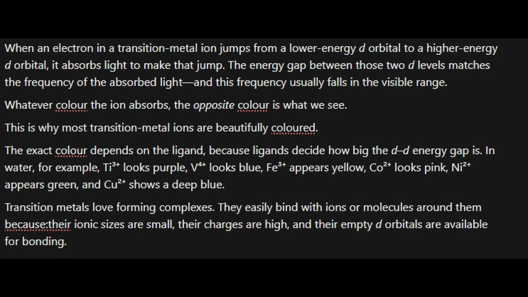When an electron in a transition metal ion jumps from a lower energy d orbital to a higher energy d orbital, it absorbs light to make that jump. The energy gap between those two d levels matches the frequency of the absorbed light, and this frequency usually falls in the visible range. Whatever color the ion absorbs, the opposite color is what we see. This is why most transition metal ions are beautifully colored.